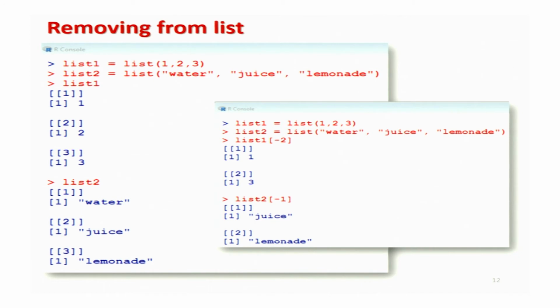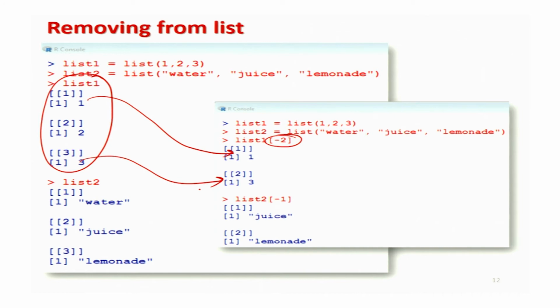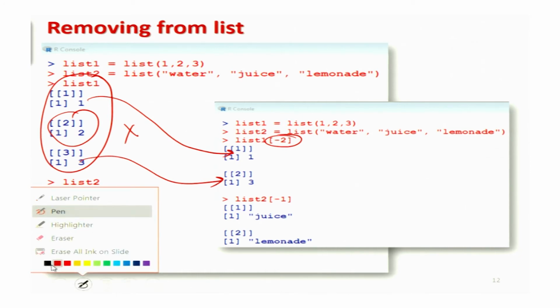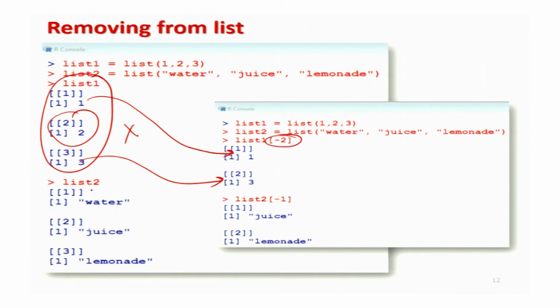You can see here this is the screenshot. You have list 1, and from there you are trying to remove the second element. So, the first element stays, and the third element now becomes the second element, because the second element is removed. Similarly, in list 2, you wanted to remove the first element. So, the first element, water, is removed, and the second element, juice, comes to the first place, and lemonade comes to the second place.